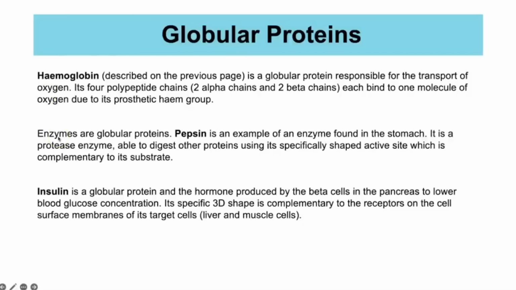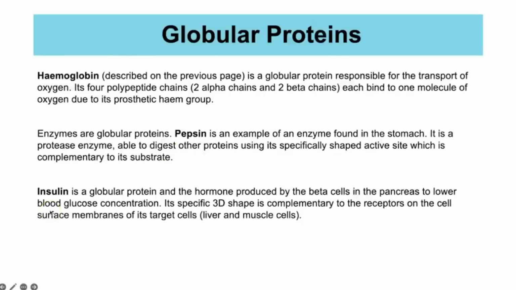Enzymes are also globular proteins. Pepsin is an example of an enzyme found in the stomach. It is a protease enzyme which can digest proteins using its specific shaped active site, which is complementary in shape to its substrate.